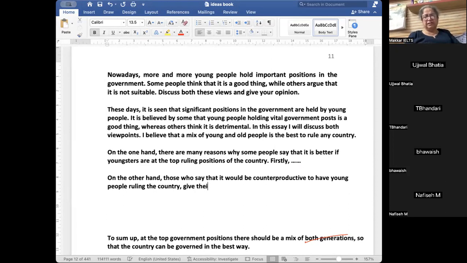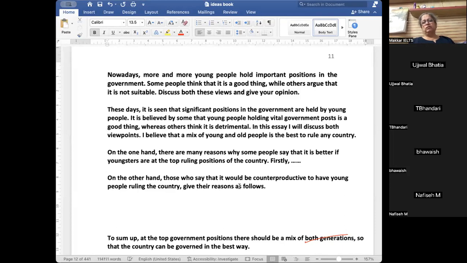Now these 5 words are very important to make this sentence complete. And these 5 words are eaten away by the students. Okay. On the other hand, those who say that it would be counterproductive to have young people ruling the country give their reasons as follows. Then instead of firstly, you can write to begin with. Okay, you have written firstly in the first paragraph. Now you will say to begin with.